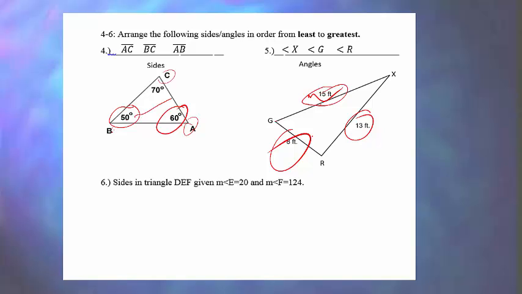Now number 6, I didn't draw a picture, so we're going to draw a picture for ourselves. So draw a triangle, it doesn't matter how you draw it, and you're going to label it DEF. And again, the order doesn't matter. We're all going to have the same answer. Angle E is 20. Angle F is 124. Which would mean angle D is, I believe, 36.